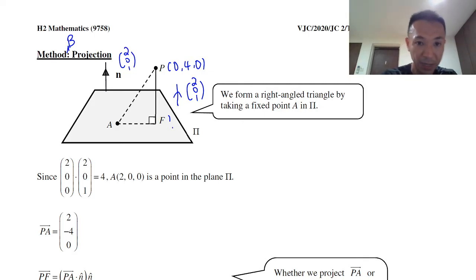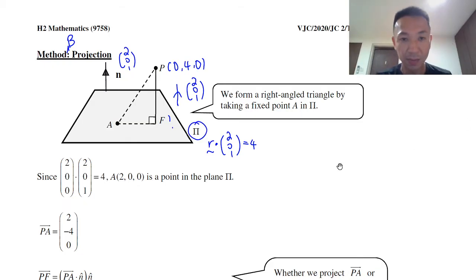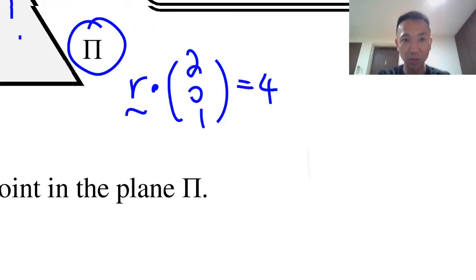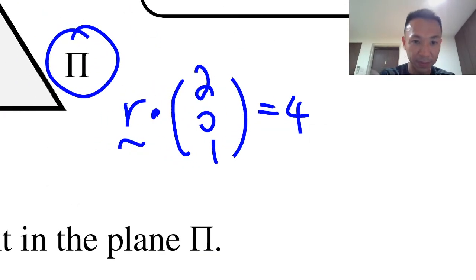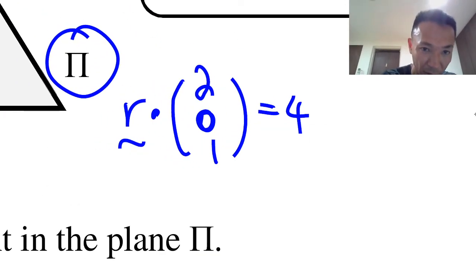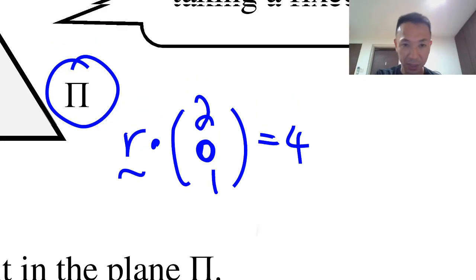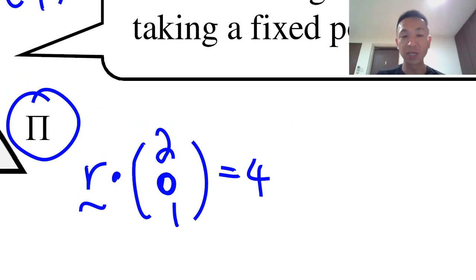Now, let me give you this one. r · (2, 0, 1) = 4, right? This is the equation of the plane. Without looking, let's just zoom in like that. Can you tell me what is a possible point that lies on this plane?